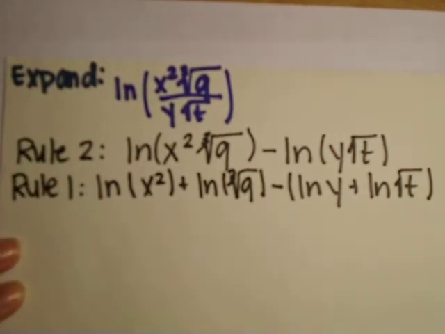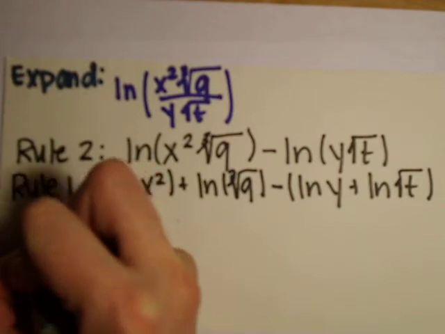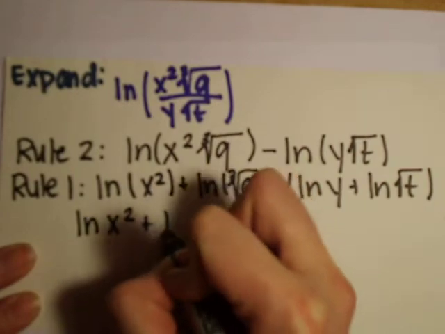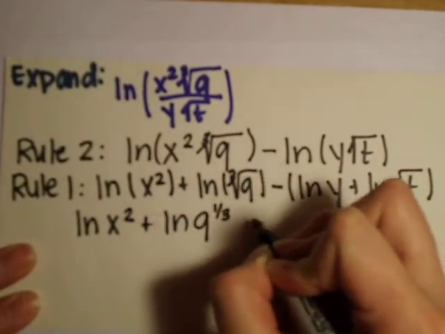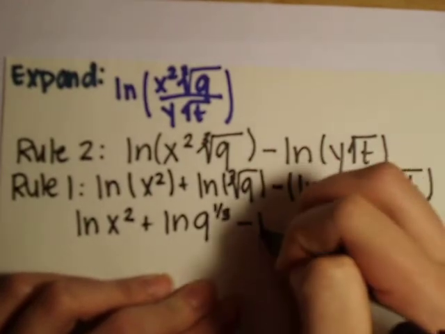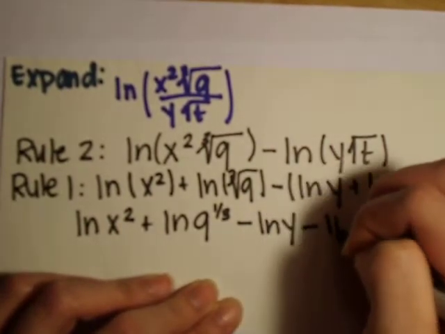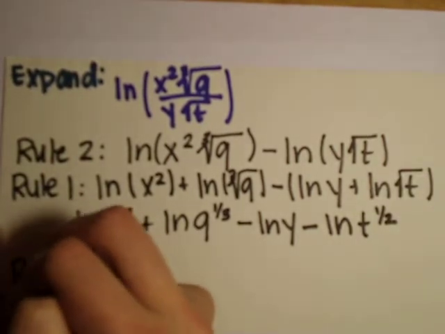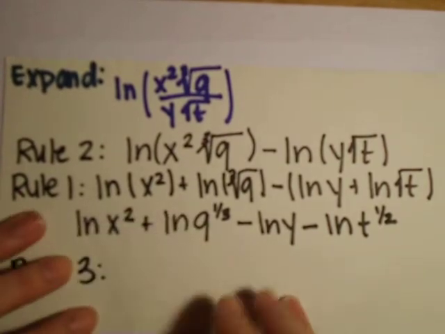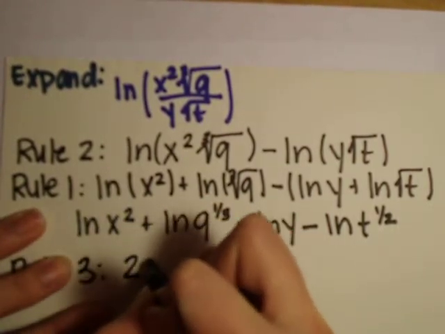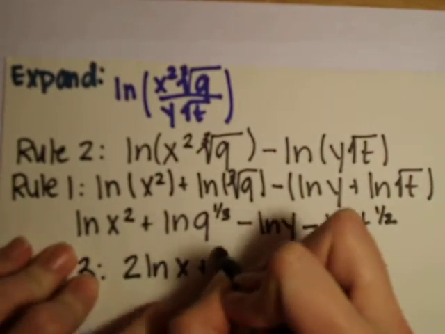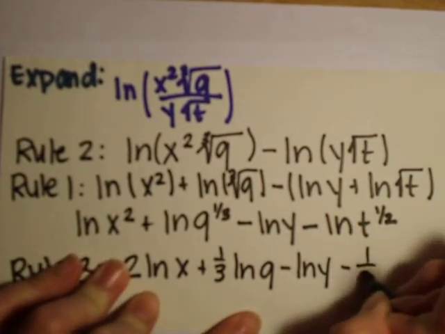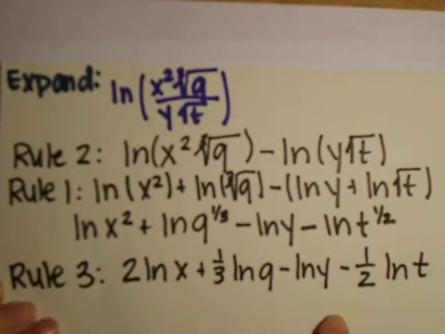Now we can simplify and rewrite our exponents. So we'll have the natural log of x squared plus the natural log of q to the 1/3 power minus, distributing our negative, the natural log of y minus the natural log of t to the 1/2 power. Now we can use rule 3. This is our exponent rule. We can bring our exponents down in front with the 2 natural log of x plus 1/3 natural log of q minus natural log of y minus 1/2 natural log of t. And this is our final answer.